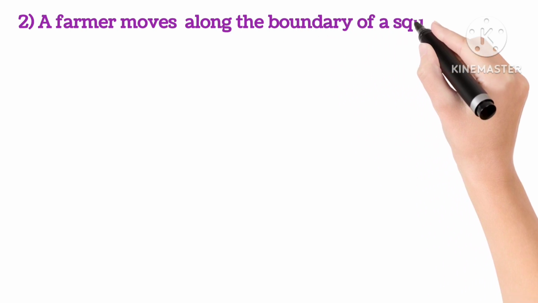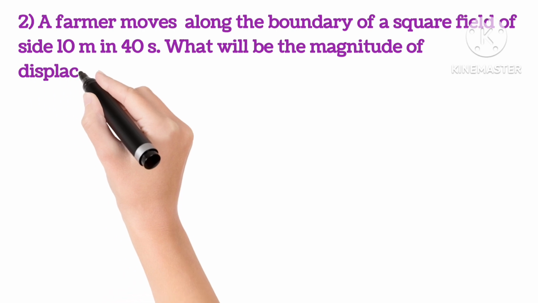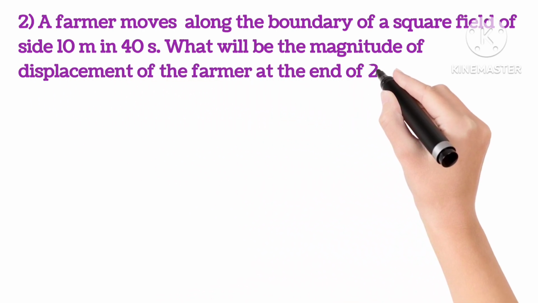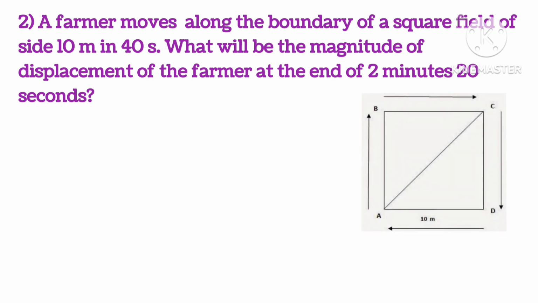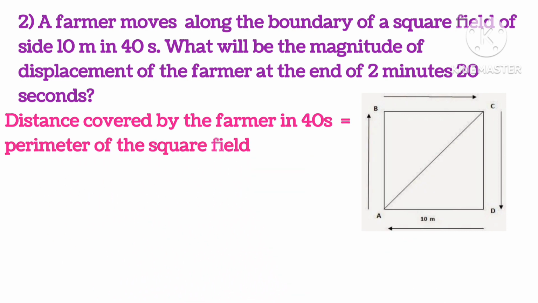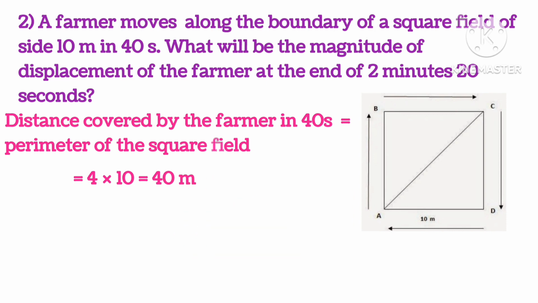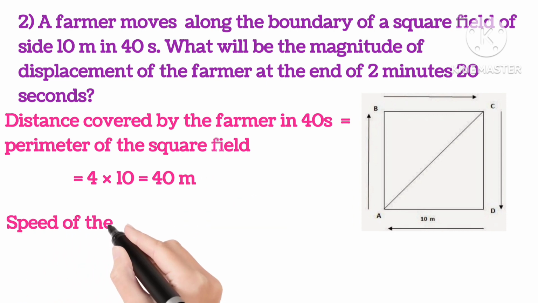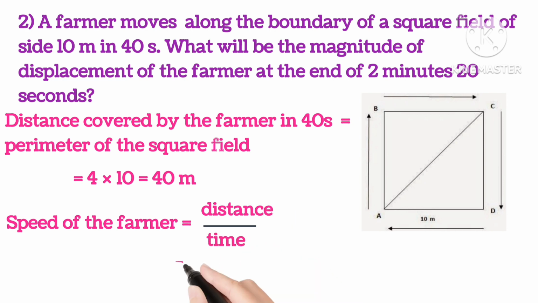Second, a farmer moves along the boundary of a square field of side 10 meter in 40 seconds. What will be the magnitude of displacement of the farmer at the end of 2 minutes and 20 seconds? So the distance covered by the farmer in 40 seconds is equal to the perimeter of the square field, which is 4 into 10, that is 40 meters. So the speed of the farmer will be distance upon time. That will be 40 meters upon 40 seconds, which is equal to 1 meter per second.